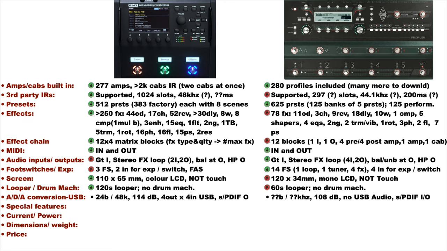As regards ADA conversion and USB capability, the FM3 offers 24-bit at 48 kHz conversion with 114 dB of dynamic range.